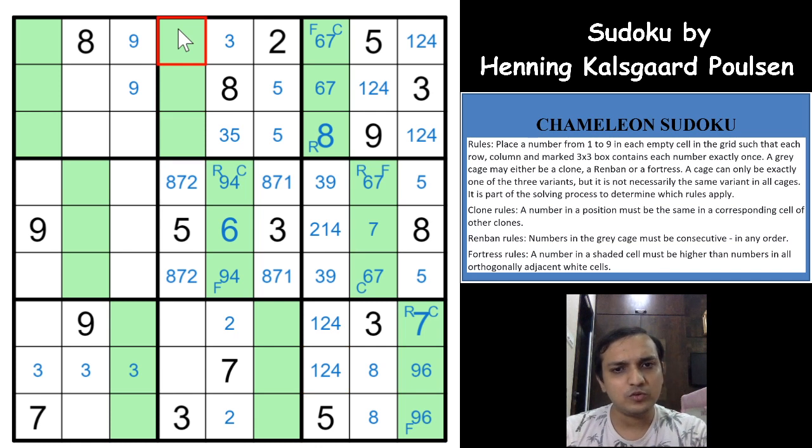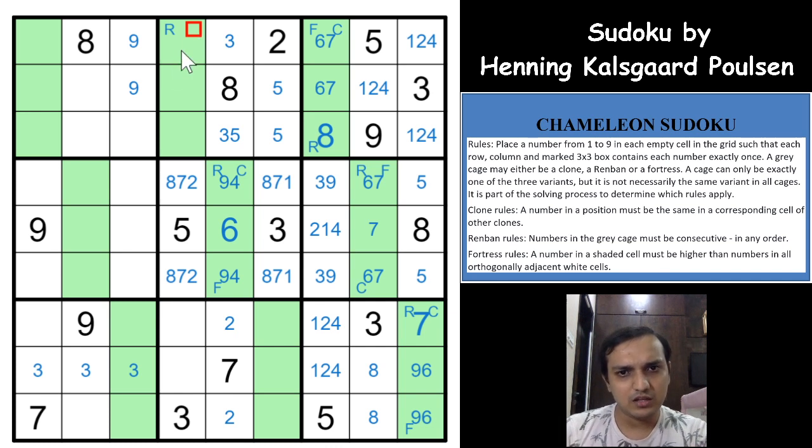1, 2, 3, 2, 3, 4, 3, 4, 5 is not possible. 4, 5, 6 is also not possible. 5, 6, 7 is also not possible. And 6, 7, 8 and 7, 8, 9 is also not possible. Which means that this doesn't obey a Renban rule, right? So it can obey a fortress rule or a clone rule. And does it obey a clone rule? Is it possible? Okay, the clone rule is possible here.